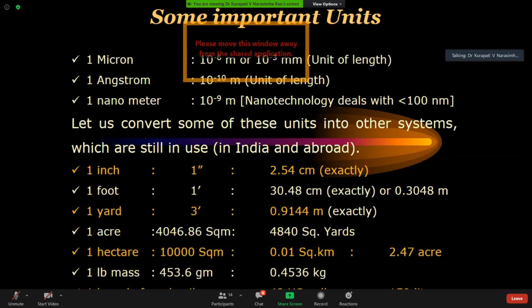1 inch is equal to 2.54 centimeters exactly. And if you take a small steel ruler, which most of you will be having, it is 12 inches on one side and 30 centimeters on the other side. Now 1 foot, the representation also I want you to follow: 1 inch is 1 double prime. 1 foot is 1 single prime, and it is equal to 30.48 centimeters exactly. 1 yard is equal to 3 feet.